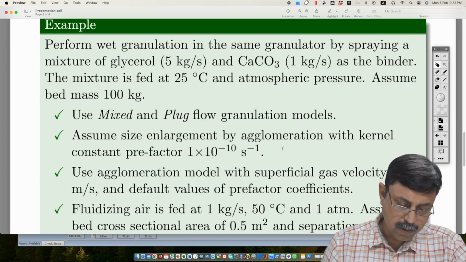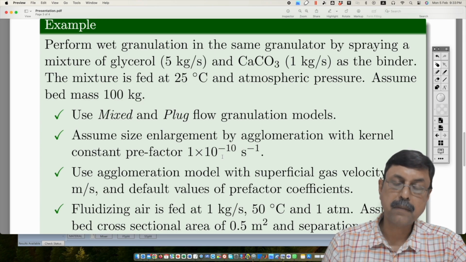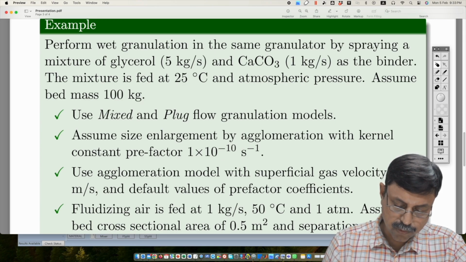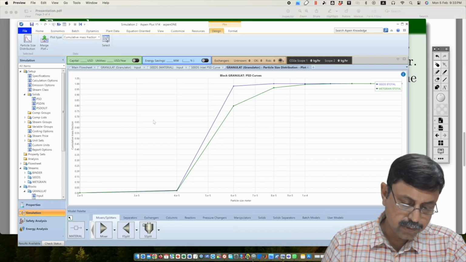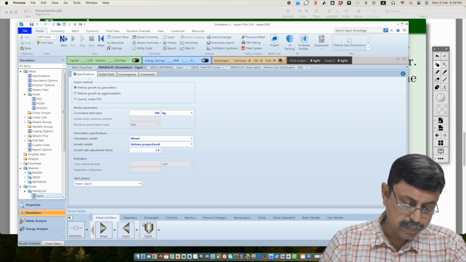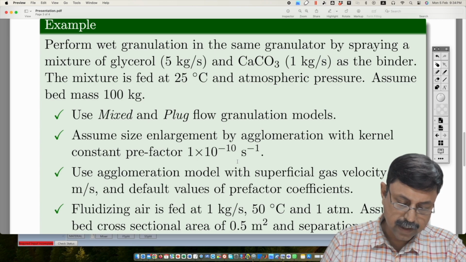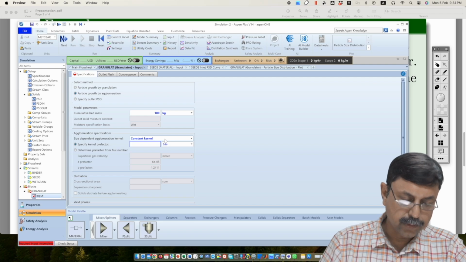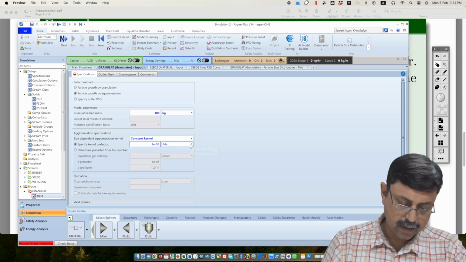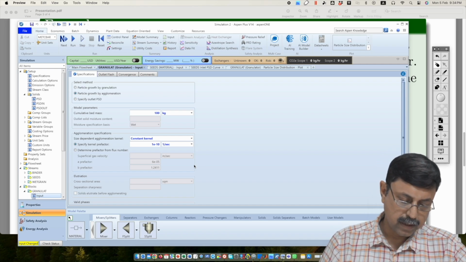Now we go to the next problem, where we assume size enlargement by agglomeration with kernel constant prefactor 1 into 10 to the power minus 10. So we move to the next model, which is agglomeration model. So this is the granulator input, particle growth by agglomeration, bed mass is same, and constant kernel. First let us use constant kernel of this and specify the kernel prefactor as 1 into 10 to the power minus 10 second inverse. So 1e-10 second inverse. Okay, so this is enough. Run the simulation.